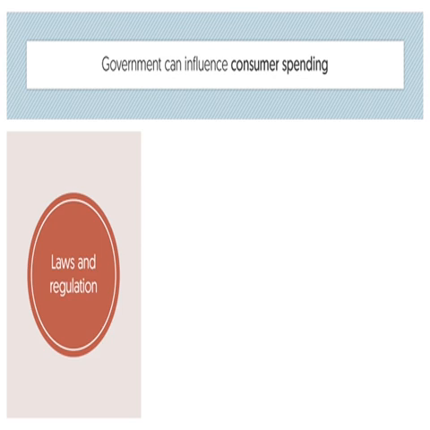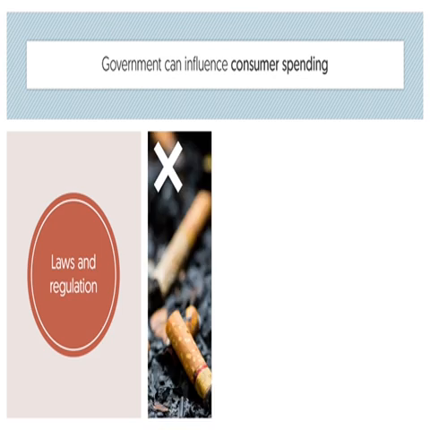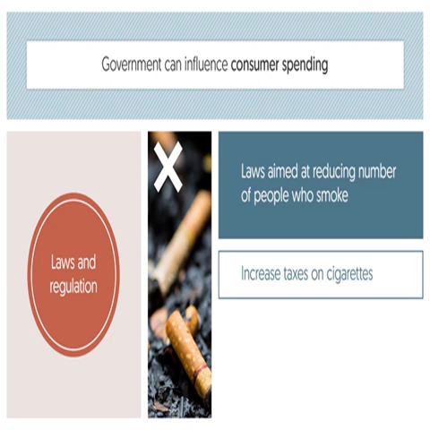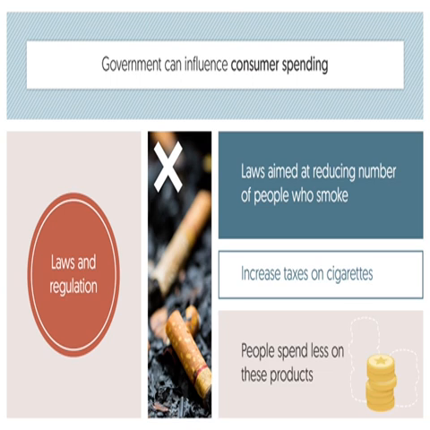The government can also influence consumer spending. It can do this in many ways. One is through laws and regulation. For example, we've already mentioned the smoking ban, but the government continues to pass new laws aimed at reducing the number of people who smoke and to increase taxes on cigarettes. The result is that people spend less on these products.